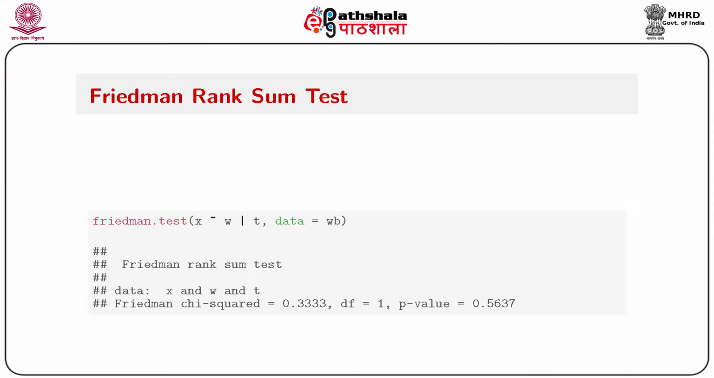The third way of doing a Friedman test is friedman.test x tilde w given t, data equals WB, and the p-value is 0.056. The same test that we did, in terms of this format. And the p-value as usual is not significant. It's the same result as the previous slide, but the arguments are given in a different format.